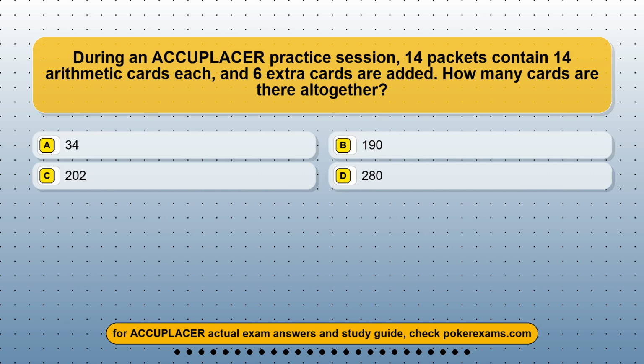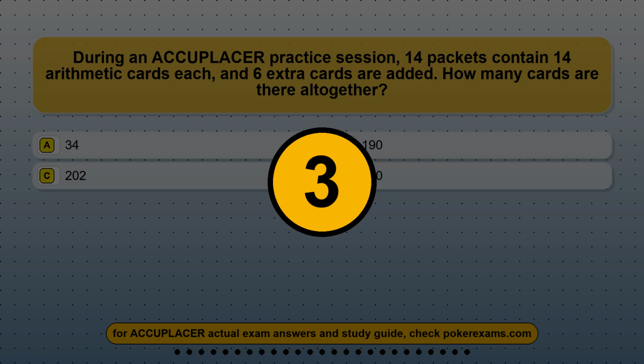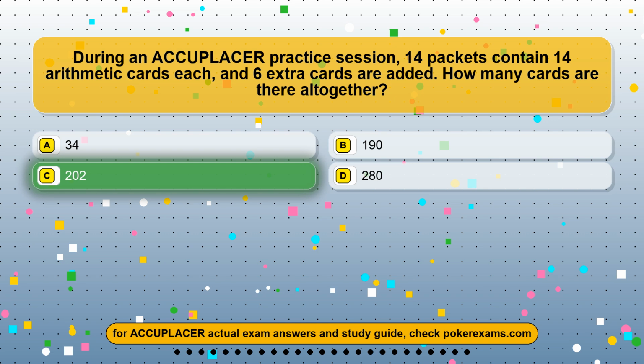Question 1. During an ACCUPLACER practice session, 14 packets contain 14 arithmetic cards each, and 6 extra cards are added. How many cards are there altogether? Option A, 34, option B, 190, option C, 202, option D, 280. The correct answer is option C, 202.